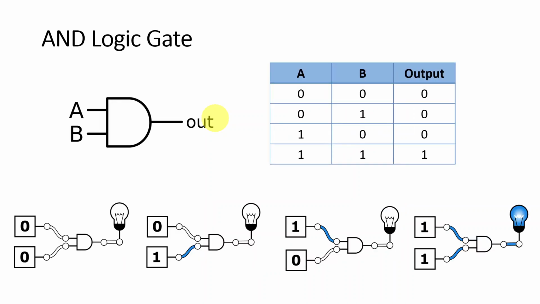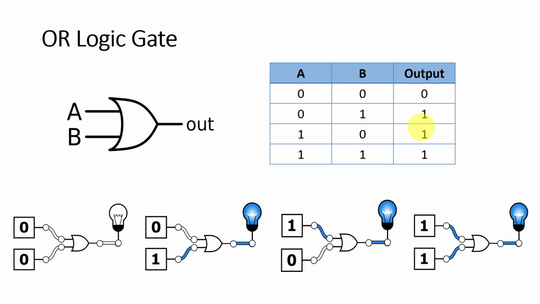So then we have the AND logic. We all know that in day-to-day life, in AND logic, only when both are true is the result true. Or only when both are 1, the output is 1. In all the other scenarios, the output is 0.